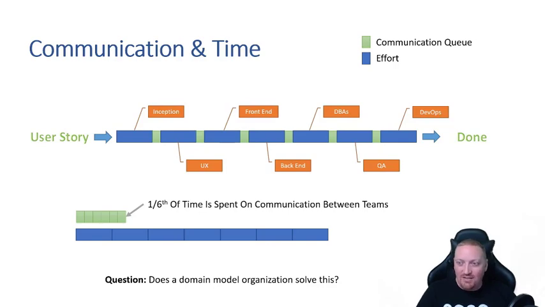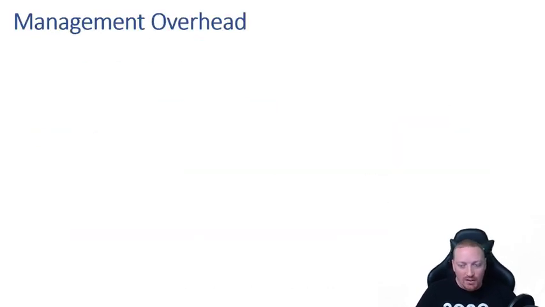Or do you see that there are still going to be communication queues like we were talking about earlier when we saw the shared story that goes across domains? We still have those communication gaps, right? So that's just one problem, right? The time to delivery is impeded, impinged upon because of the communication process.